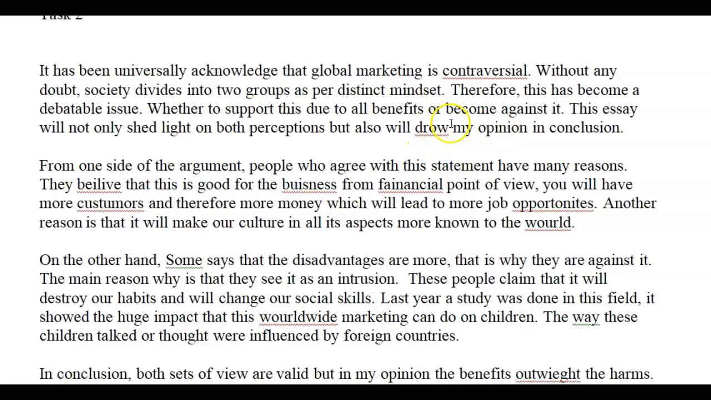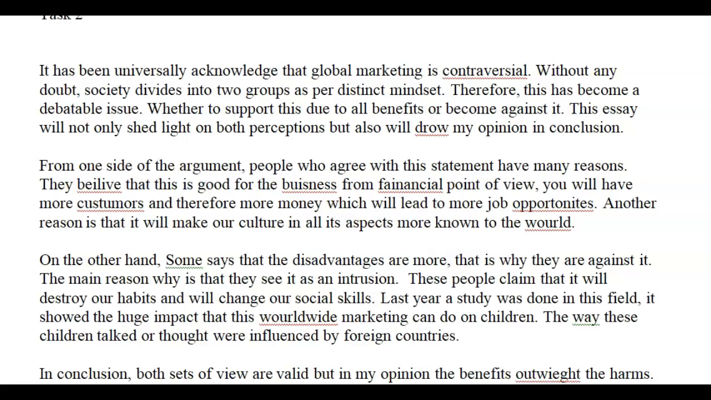With an A, this isn't helpful when you tell me that you're going to tell me your opinion. They've asked for it. They've asked for it very clearly. And so it's really important that you give it, and that you give it in your introduction. Take a look at the band descriptors under band 7 for task achievement. You'll understand why. You have to present a clear position throughout the response. All right.